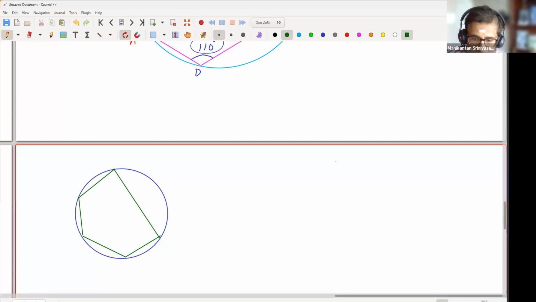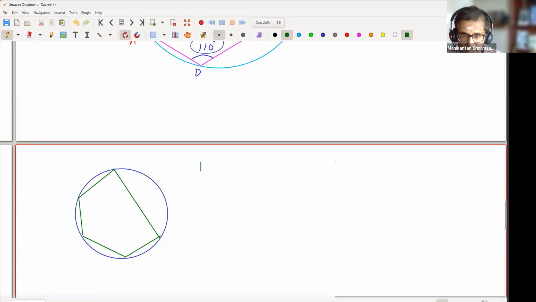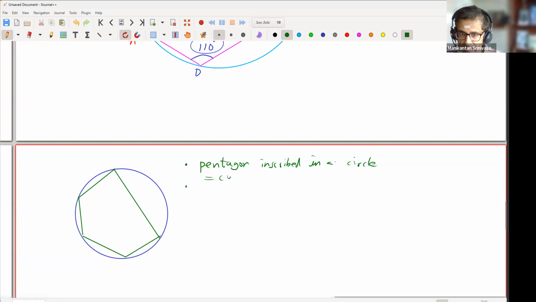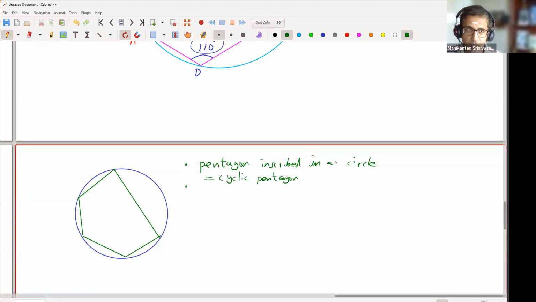I can say it in two ways. Pentagon inscribed in a circle, or you can also say the same thing in a different way: it's a cyclic pentagon. Whenever a quadrilateral, pentagon, or any polygon is inside a circle, it's called a cyclic polygon. In this case, a cyclic pentagon.